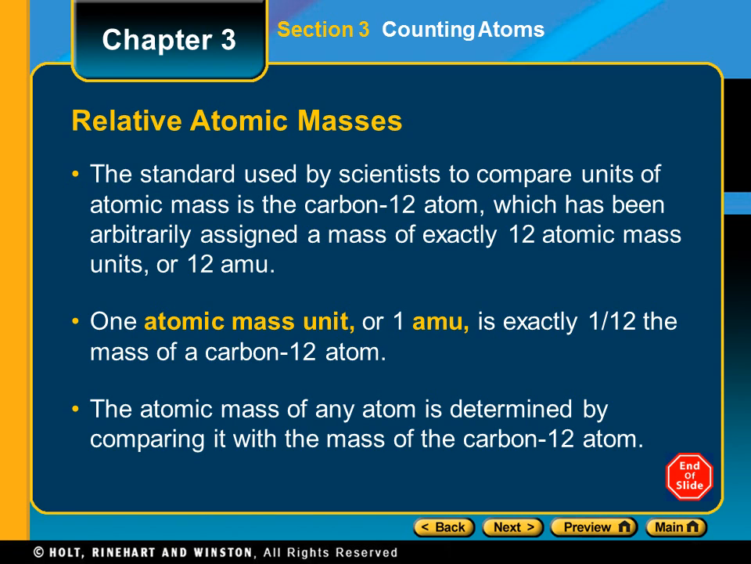The atomic mass of any atom is determined by comparing it with the mass of the carbon-12 atom. So scientists have arbitrarily set carbon-12 as the standard, so all other atomic masses for all other atoms are going to be based on the standard that was set, being carbon-12.